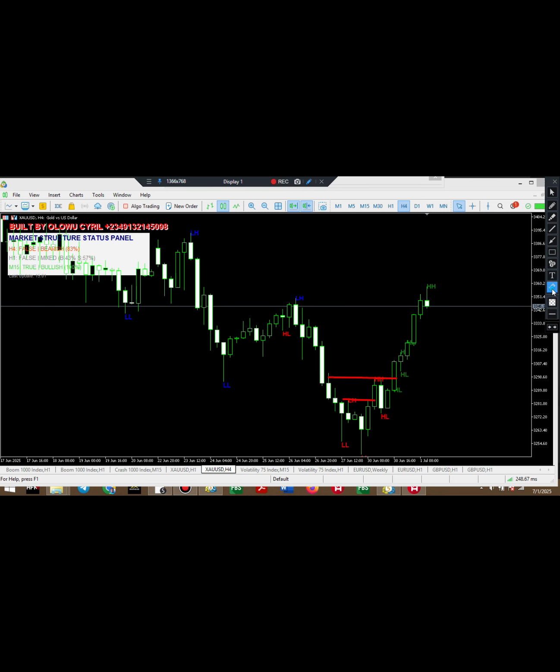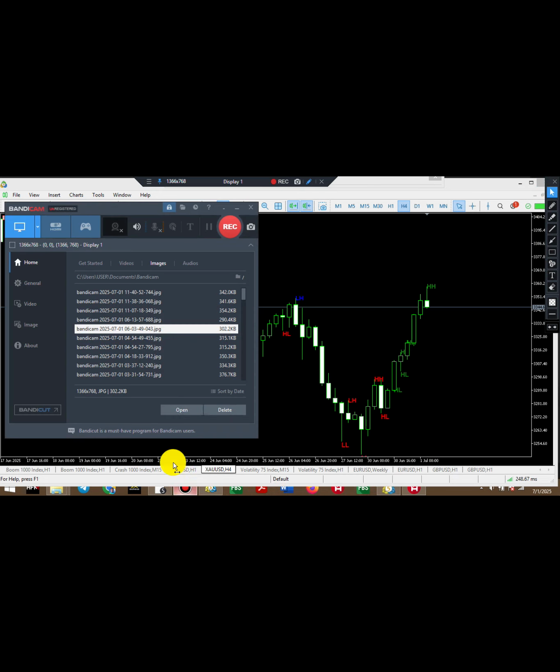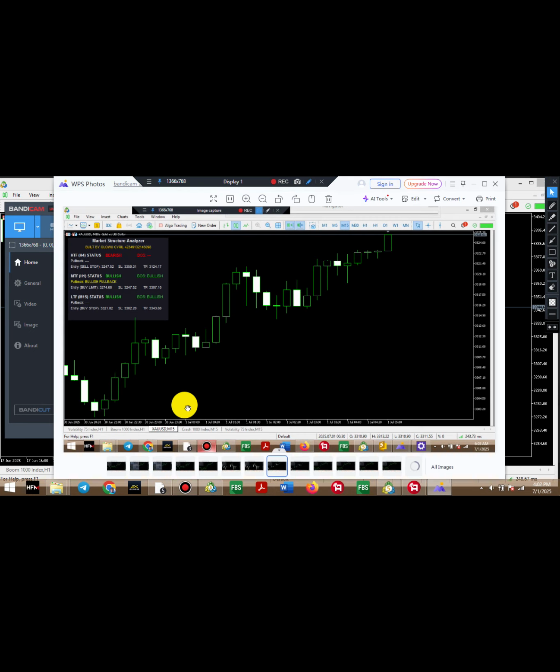Now let me show you. I think I screenshotted the entry, right? Okay, this is it on gold. This was the entry I used at that time. It's a buy stop. Let me zoom out a bit so that you can see it.